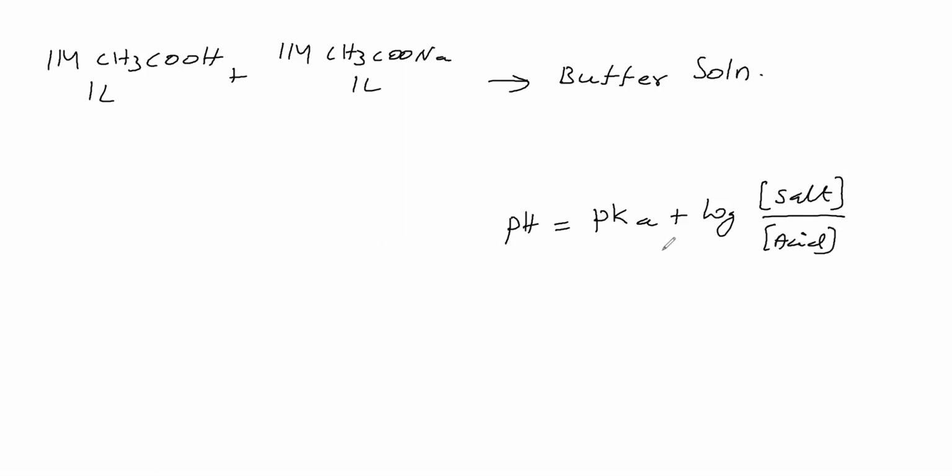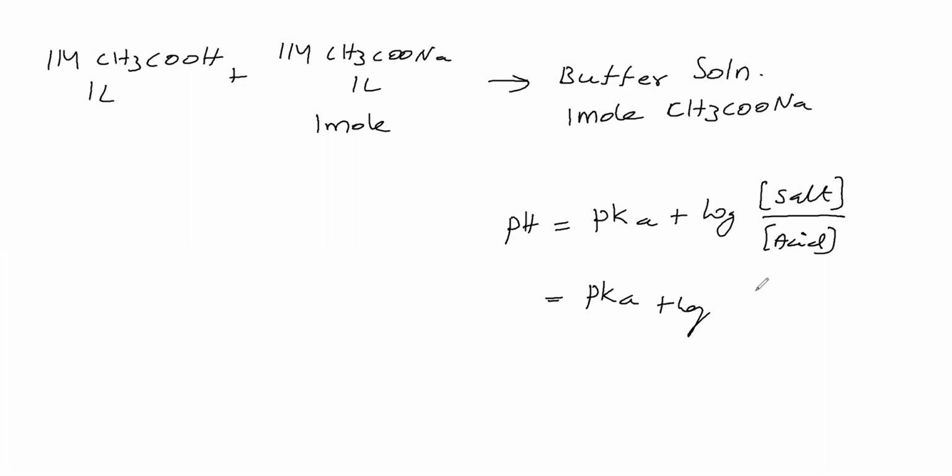Now let us substitute. The pKa value we will substitute. Ka is called the acid dissociation constant of acetic acid. That is a constant value that we can take. Plus log, salt concentration let us substitute. Now, this 1 molar and this 1 liter let us multiply. Therefore, 1 mole of sodium acetate. So, in this buffer solution, how much sodium acetate is there? 1 mole of sodium acetate is there.